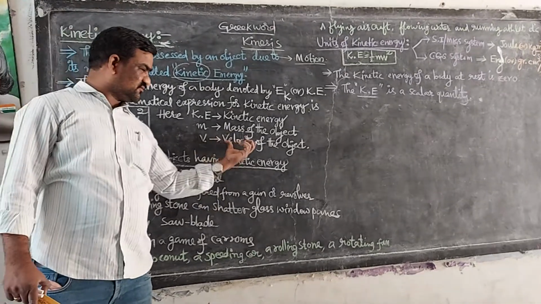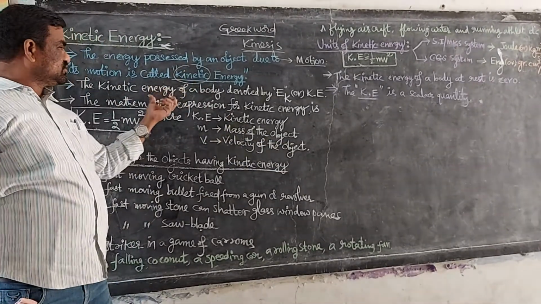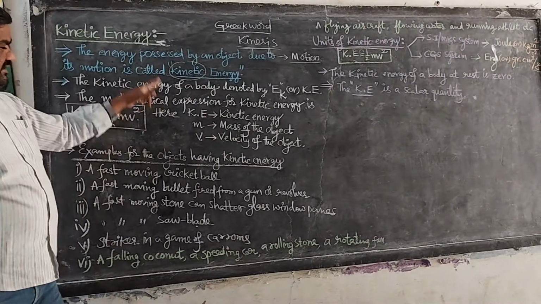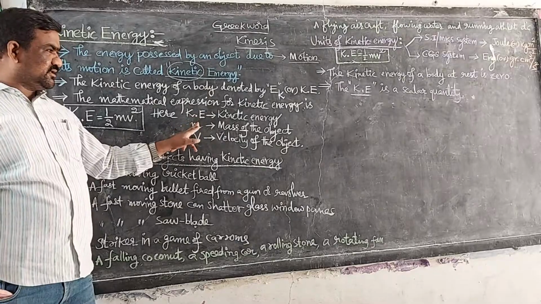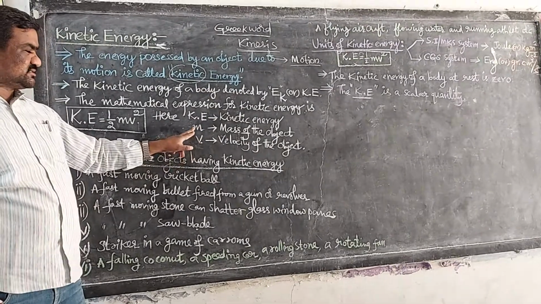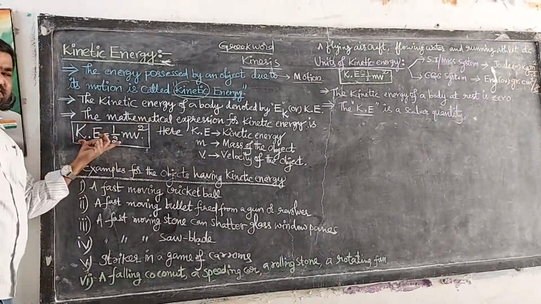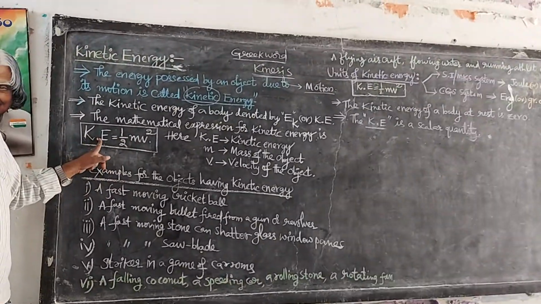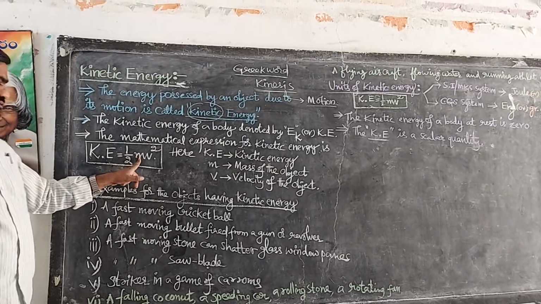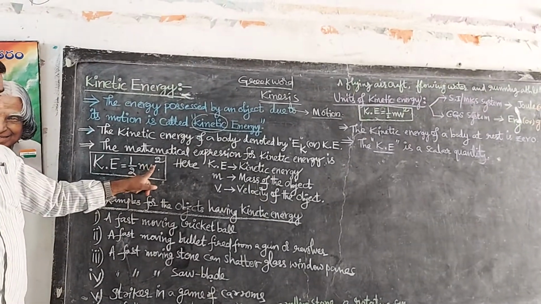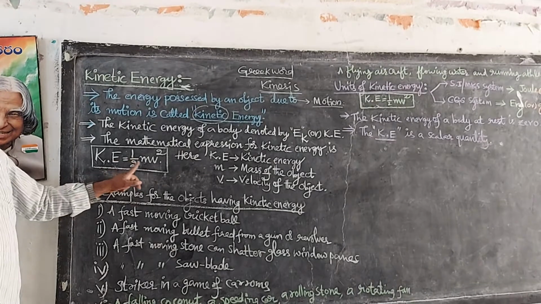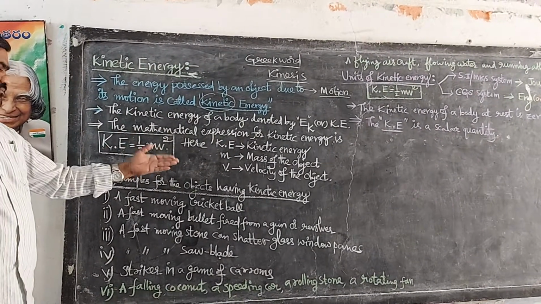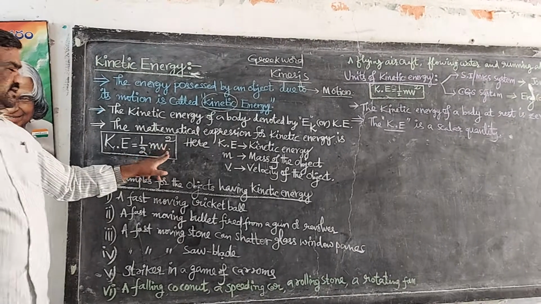Why? Because when the body is in motion, it possesses the kinetic energy. So that's why the kinetic energy of a body depends on its mass and velocity. From this expression we can understand that the kinetic energy of a body depends on its mass and velocity. So kinetic energy of a body is directly proportional to its mass and its velocity.